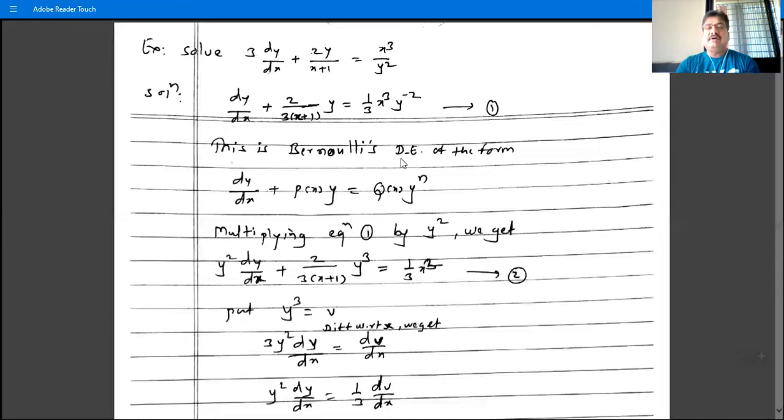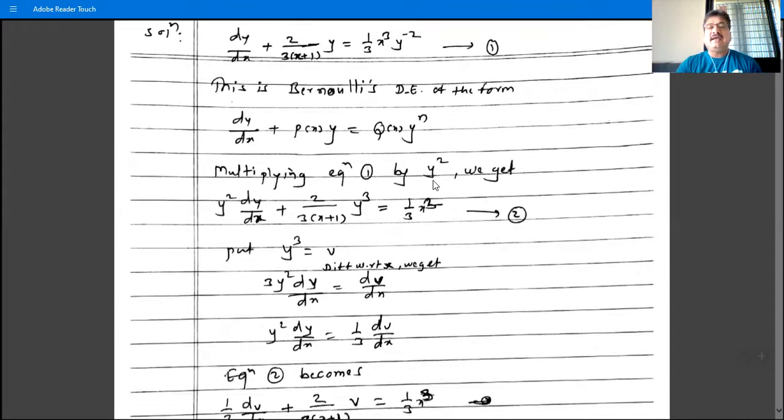So this is the Bernoulli's differential equation of the form dy/dx + P(x)y = Q(x)yⁿ. So what is Q(x)? Q(x) is this, 1/3 x³. P(x) is 2/(3(x+1)). And yⁿ, where n is now minus 2. The value of n is here minus 2. So n is an integer, either odd or even.